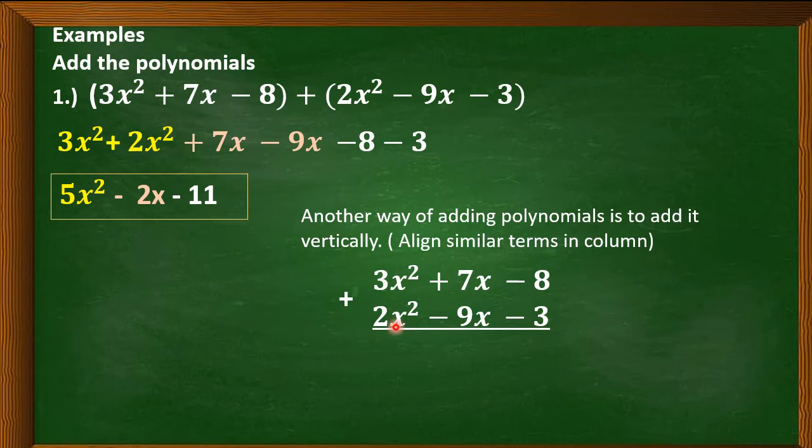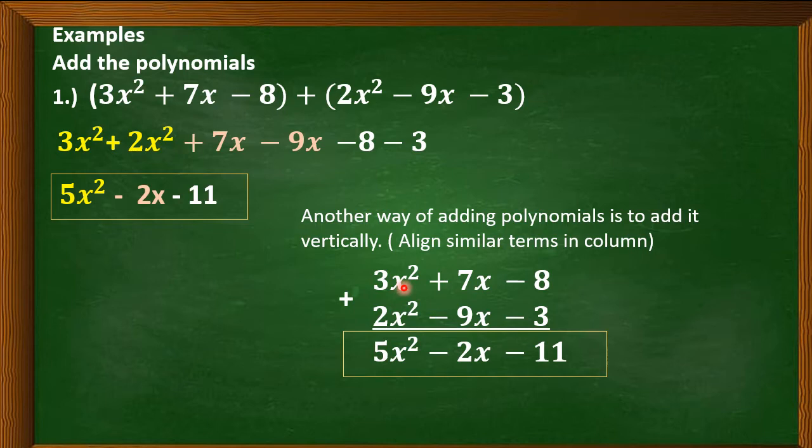Always align terms that are similar. Now we have to add. So 3 plus 2 is 5. Then you copy the literal coefficient x squared. Next, 7x plus negative 9x. So we have negative 2x. And lastly, negative 8 plus negative 3 is equal to negative 11. So we have the same answer. So it's up to you which of the two methods you are going to use. It depends upon your convenience.